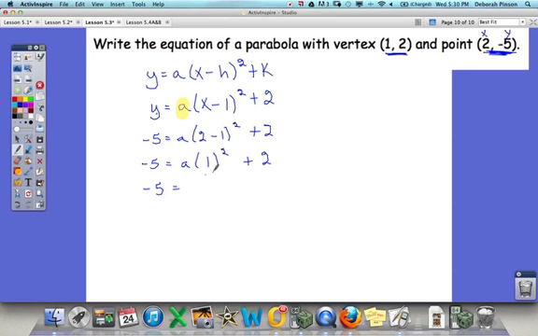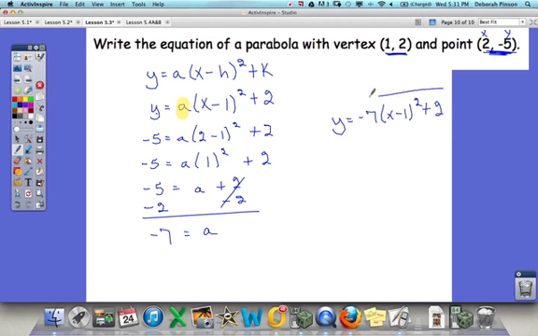Okay, so this is just 1A, because 1 squared is 1. 1 times A is A. And then I'll subtract my 2. So my A is negative 7. So there then is my equation in vertex form. If you happen to be asked for it in standard form, you can multiply all of that out and get it written in standard form.